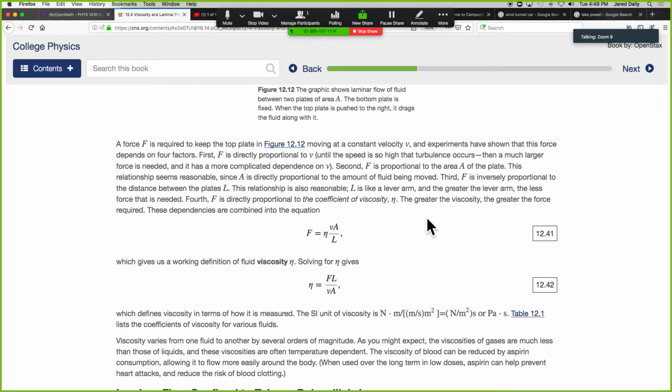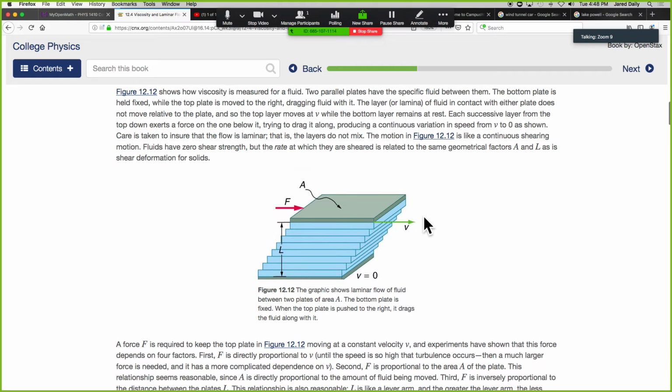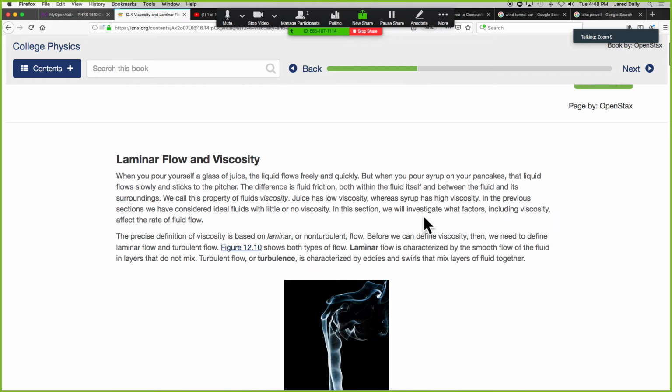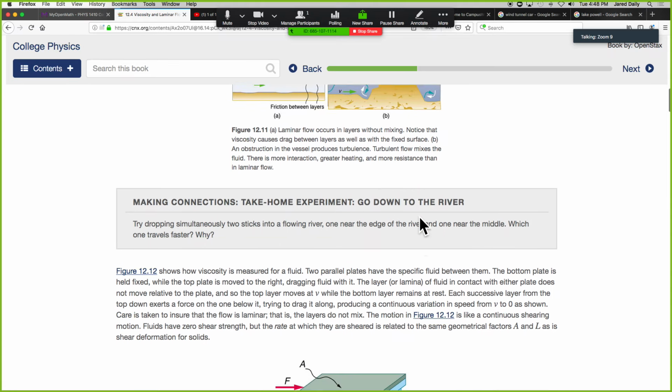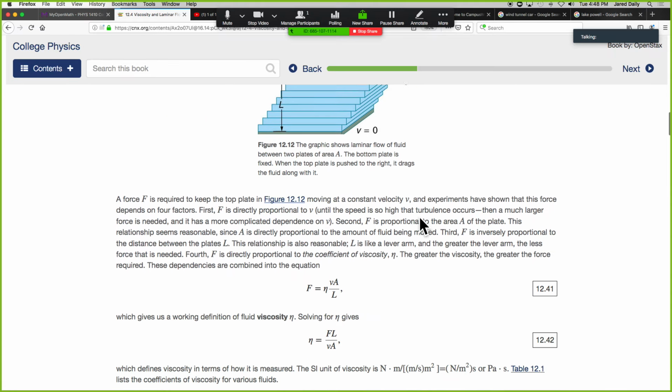If you want to know the frictional force, or the force caused by the viscosity of a fluid, then you have to go into this guy I can't even pronounce, Poiseuille's law. That's kind of how you pronounce that. My wife could probably do it better. She speaks French.